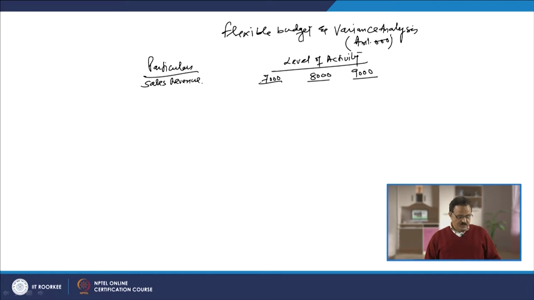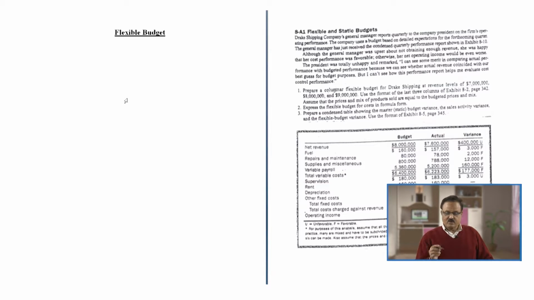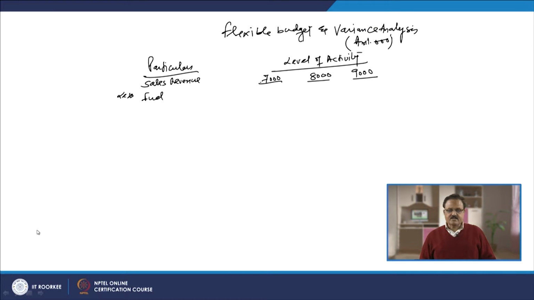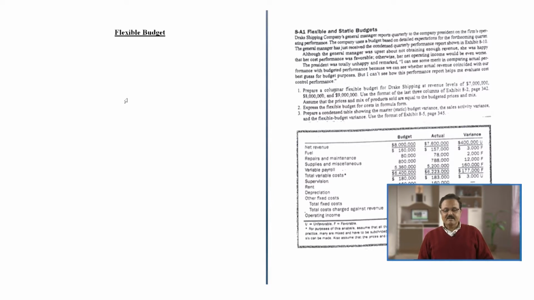Now, we will have to take the cost here, less the cost, and the first part of the cost is the variable cost. What is the variable cost? First head is fuel, and second one is repair and maintenance. So, we have taken the sales revenue, which is 7 million, 8 million and 9 million. The focal point here is the 8 million worth of revenue, which is given to us.